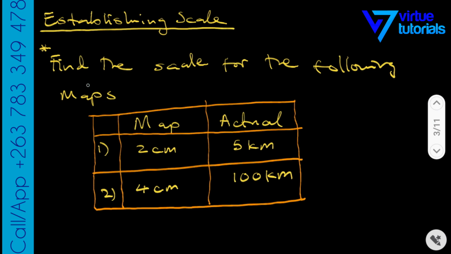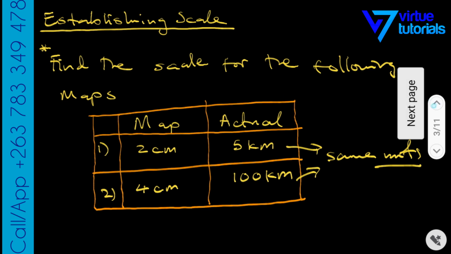So now, how can you establish a scale? Let's just look at these two examples. You have a map where a length of 2 centimeters represents 5 kilometers. And then you have a map where a length of 4 centimeters represents 100 kilometers. The first thing you need is the same units. For you to establish a scale, you must have the same units. So you have to change these kilometers to centimeters.